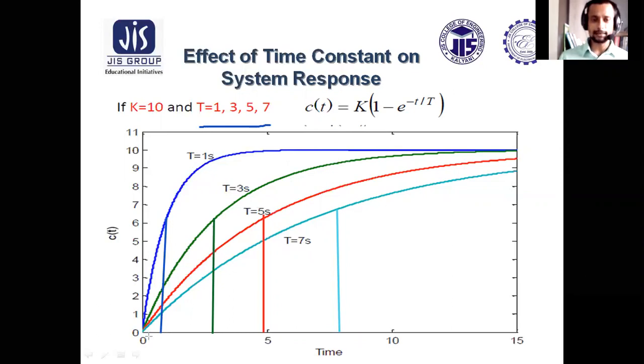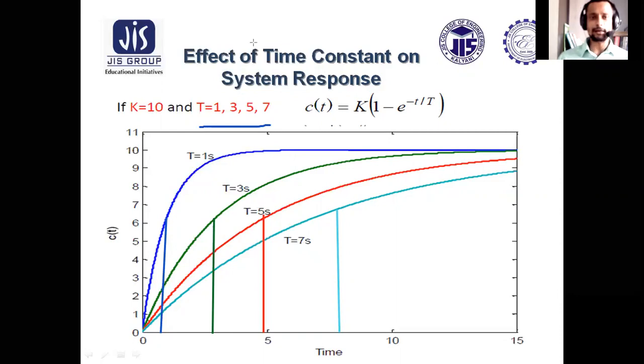Second one takes some more time to reach 63.2% of its final value. Third one takes a larger time. Fourth one takes again a much larger time. So the conclusion is, as the time constant is increasing, the system is taking more time to reach a particular value, which implies as time constant goes on increasing, the system speed is slow, the system takes more time to respond, or system response becomes slower.